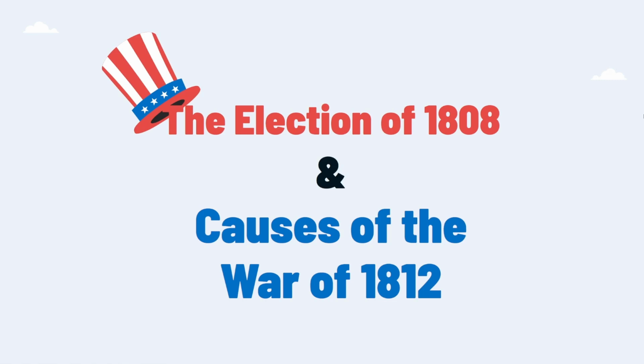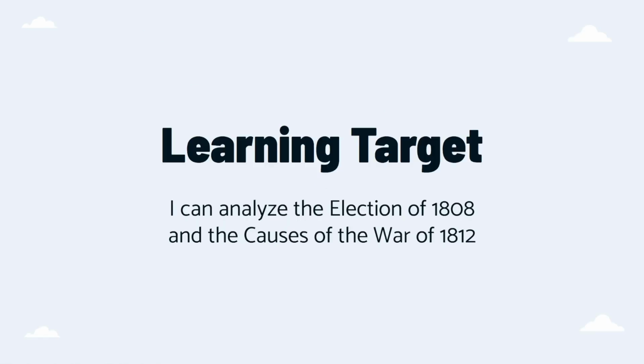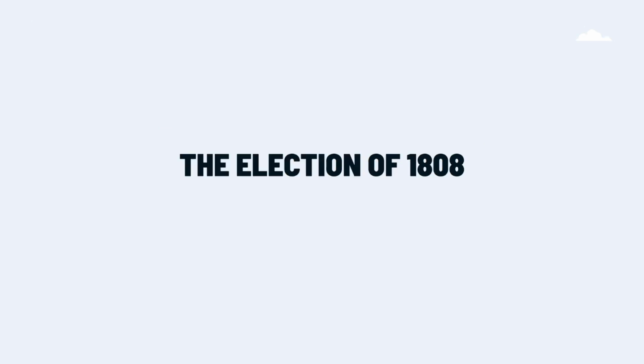Today, we're going to learn about the election of 1808 and the causes of the War of 1812, two really important connected pieces. Now, our learning target for this lesson: I can analyze the election of 1808 and the causes of the War of 1812. We're first going to focus on the election piece because that's going to set our context.